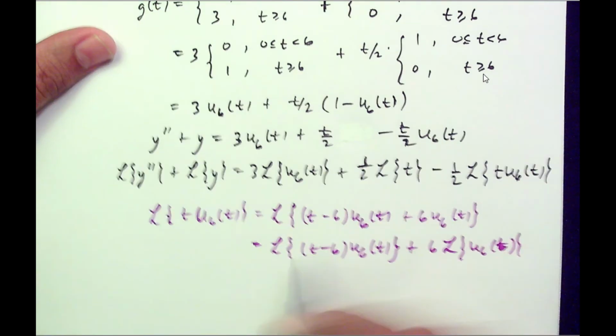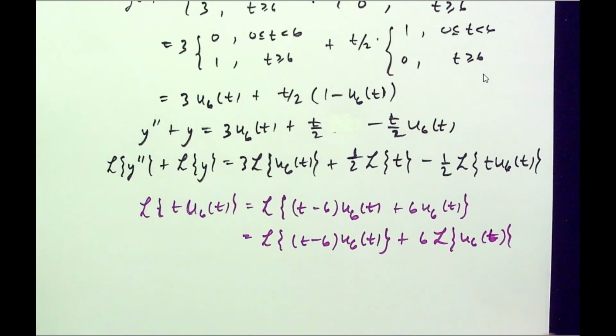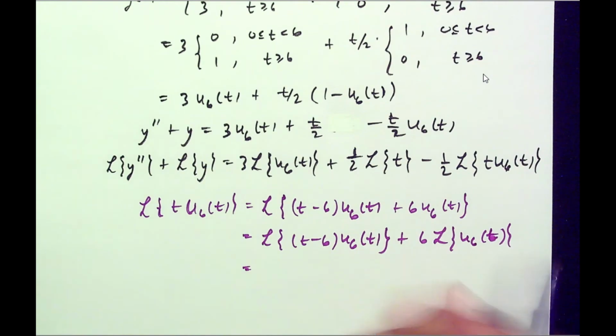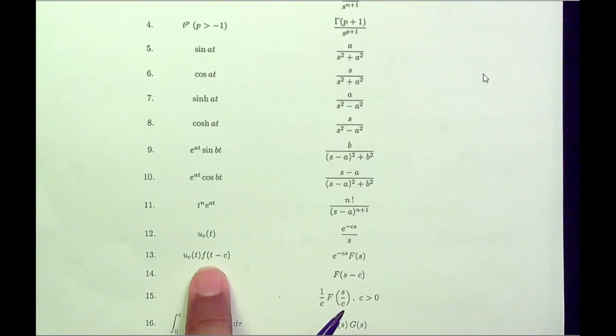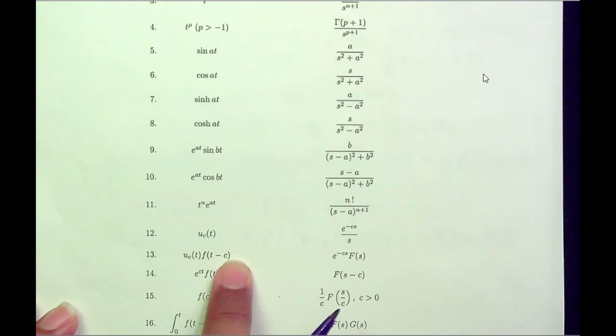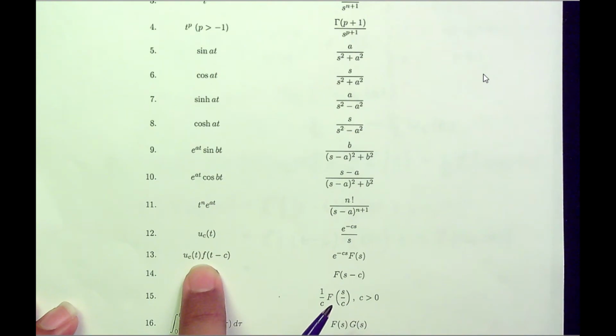And now there's no problem. Both of these are going to appear on the table. Actually, let's do that. This one, you see u6 times some function translated at the same number, so t minus 6. In this case, f of t equals t.